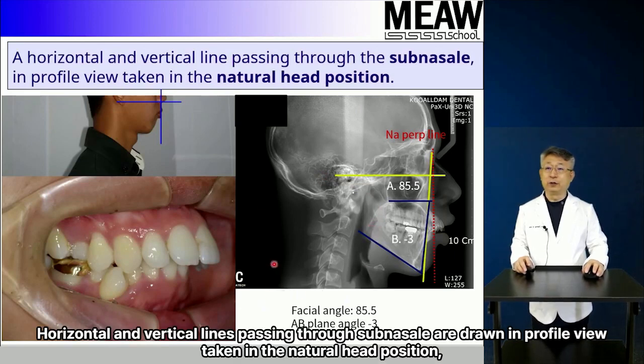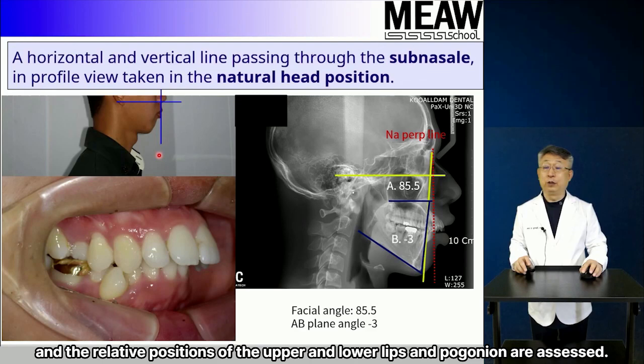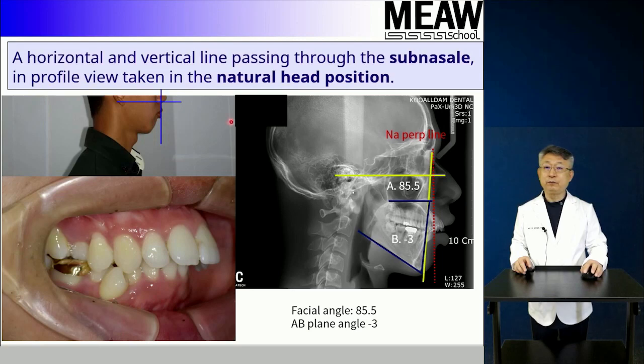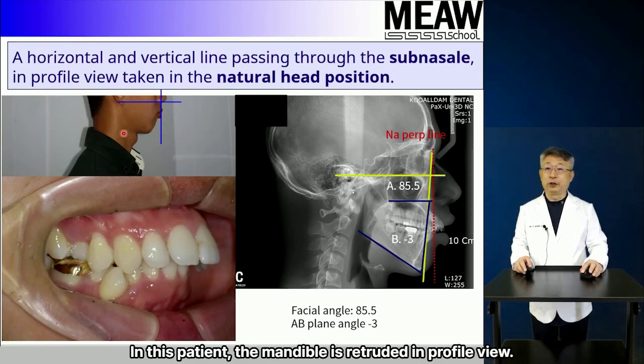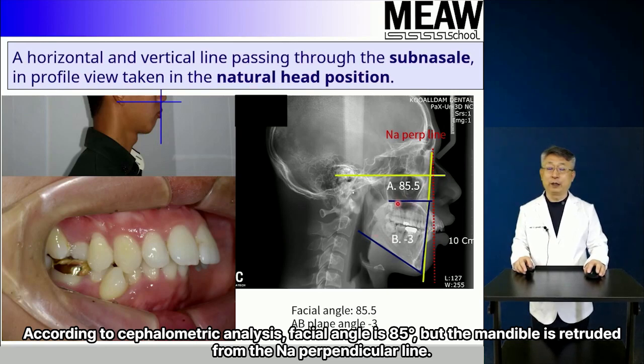Horizontal and vertical lines passing through subnasal are drawn in profile view taken in the natural head position, and the relative positions of the upper and lower lips and pogonion are assessed. In this patient, the mandible is retruded in profile view. According to cephalometric analysis, facial angle is 85. But the mandible is retruded from the NA perpendicular line.